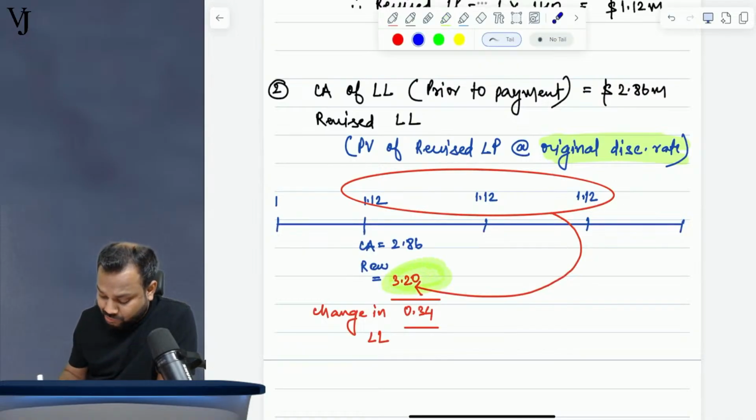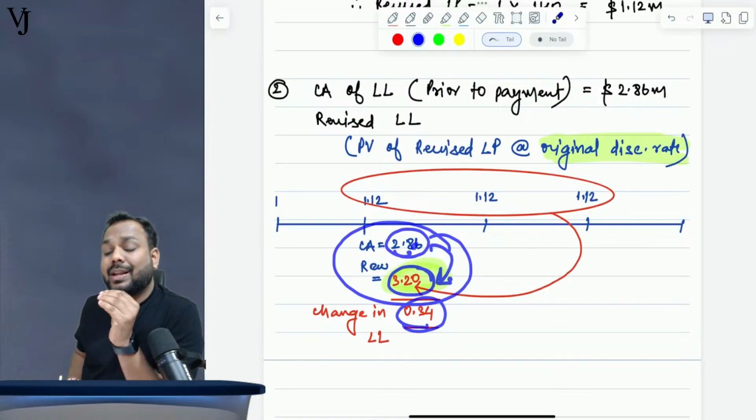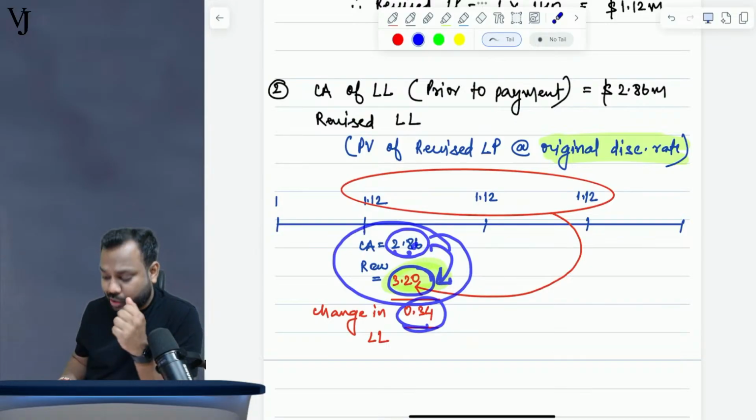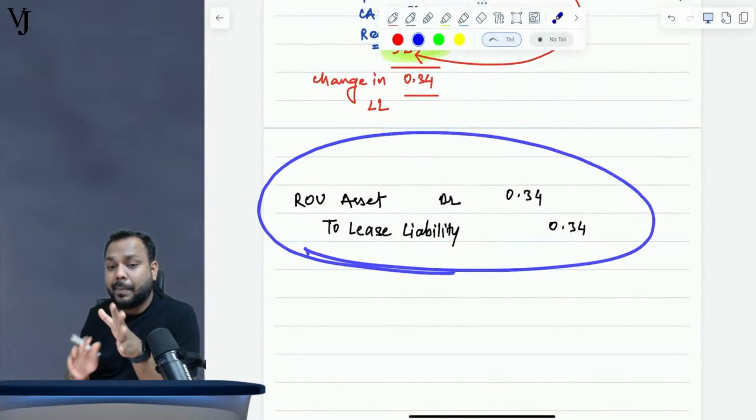Now I will compute the change in lease liability. 3.20 minus 2.86, that is 0.34. Your lease liability is increasing by 0.34. So you will increase your ROU also by 0.34, and the journal entry will be ROU asset account debit to lease liability 0.34. I believe it is clear.